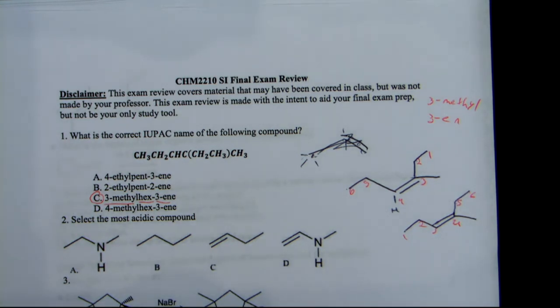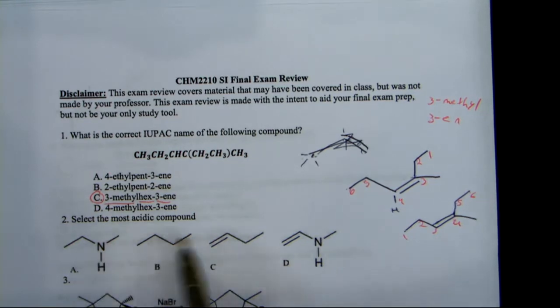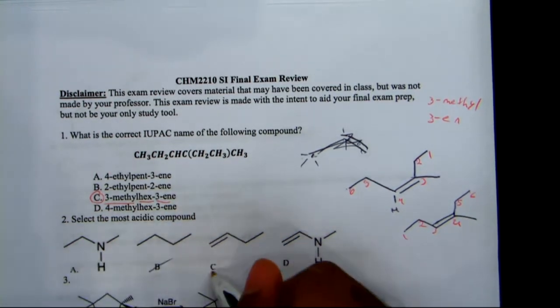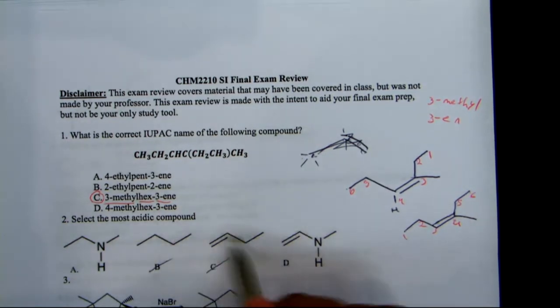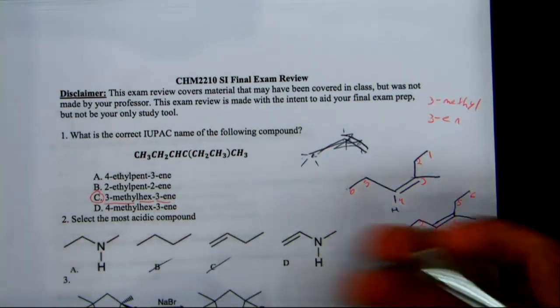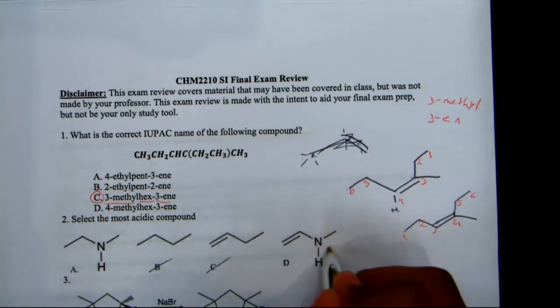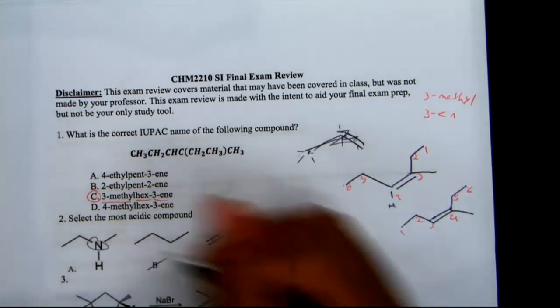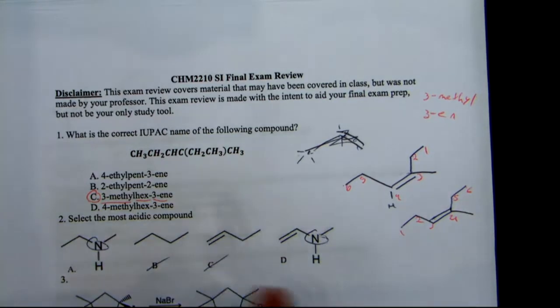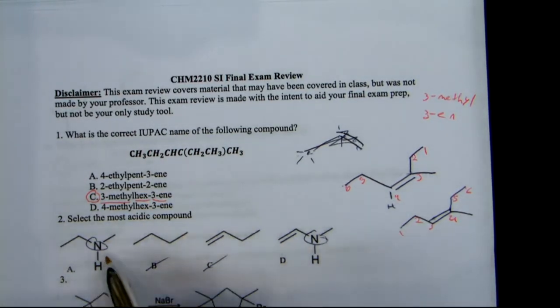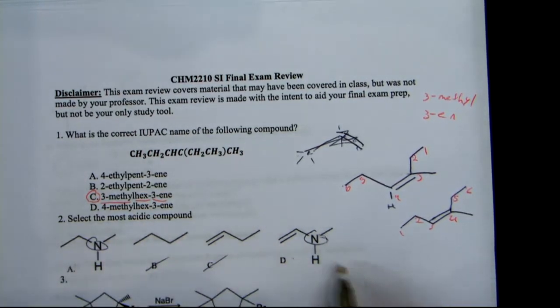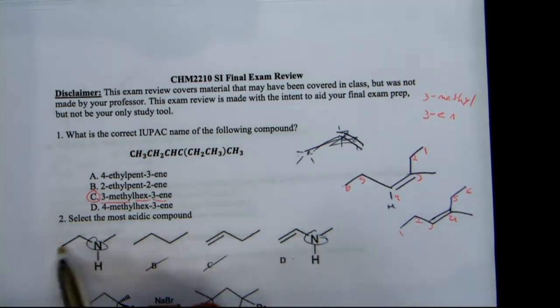Alright, so for number 2, selecting the most acidic compound, just looking at these, I noticed that if you're looking at electronegative atoms, you can already rule out B and you can rule out C because they don't have electronegative atoms, they just have carbons and hydrogens. So then I'm looking at N and H, or the NH groups, but for A versus D, I see that I have an alkene here, but I don't have one here.